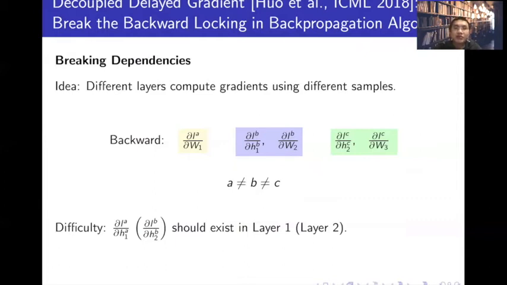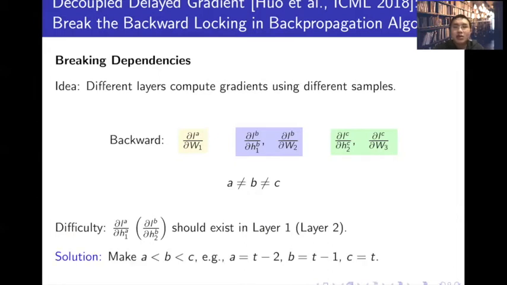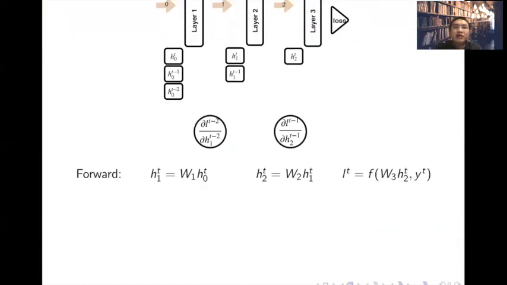The difficulty is that when layer 1 wants to compute gradients regarding partial LA over partial W1, it needs the partial LA over partial H1A, which should exist in layer 1. Layer 2 also has the same problem. To solve this problem, we just need to make A smaller than B and smaller than C. For example, if we make A equal to time T minus 2, B equal to T minus 1, and C equal to T. Let's take the figures as example.